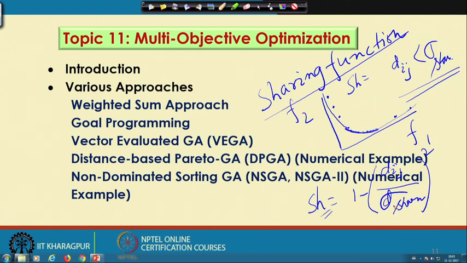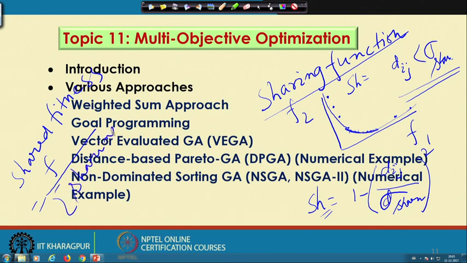Now, if this is the situation, for these end points the sharing value will be less, and for these points which are very close to each other, the sharing value will be more. Now, we calculate the shared fitness. The shared fitness is nothing but the original fitness divided by the summation of the sharing values, which is called the niche count. For the end points, the summation of the sharing value will be less, so the shared fitness will be more, and for this point the shared fitness will be less.